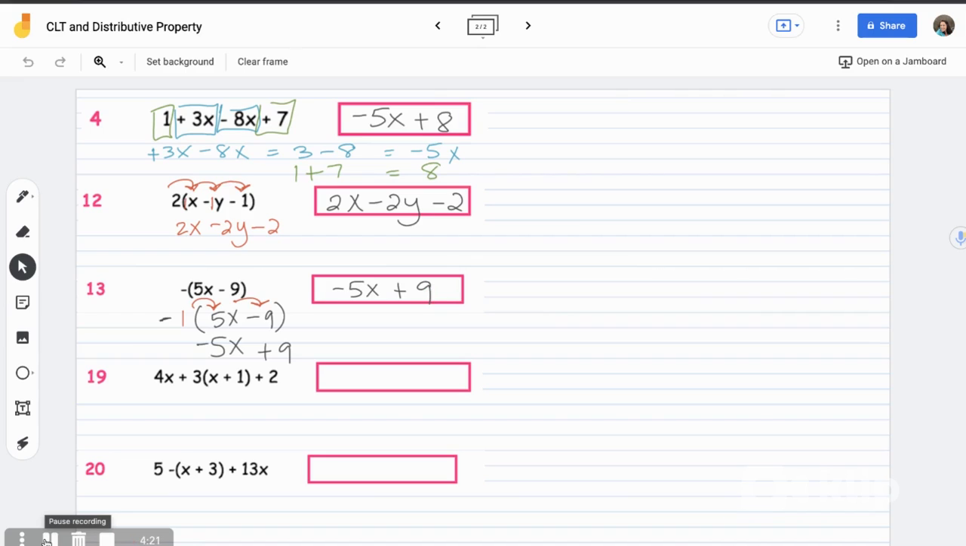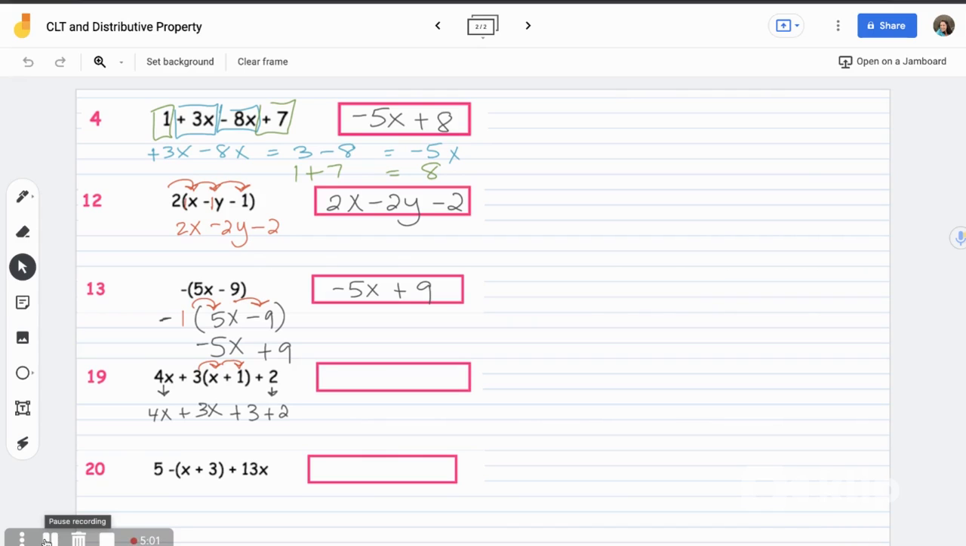All right, number 19, we have 4x plus 3, x plus 1 in parentheses, plus 2. So the first thing we are going to do here is distribute that positive 3. So 3 times x is going to give us 3x, and 3 times positive 1 is going to give us positive 3. I need to bring down these terms that I did not use. So I have plus 2 here, and I have 4x. So now I have 4x plus 3x plus 3 plus 2.